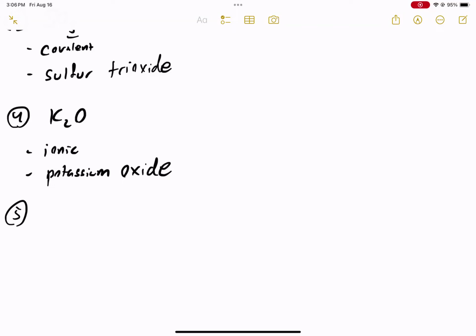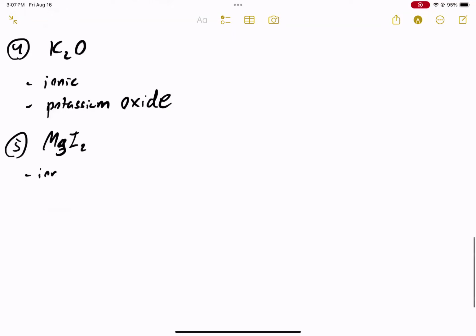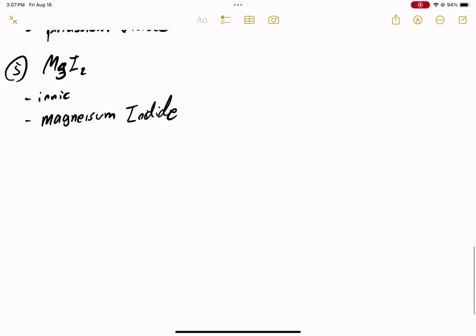5, MgI2. This looks like an S. Ionic, because magnesium is a metal, iodine is not. So let's name this thing. Magnesium, because Mg is magnesium, iodide. No prefixes for ionic compounds, remember that? And for iodide, we'll take iodine, get rid of the ine, and just add the ide. That's the suffix for anions.